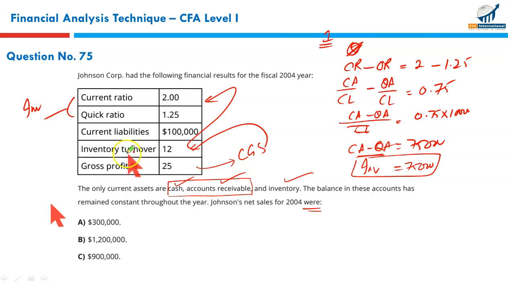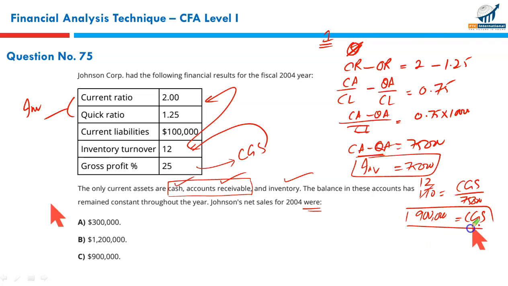We can use this in our inventory turnover to find CGS. We know inventory turnover is equal to CGS divided by your inventory, which is $75,000. Inventory turnover is 12. That means your CGS is 12 times 75,000, which gives you $900,000. That is your CGS. It is not over yet.